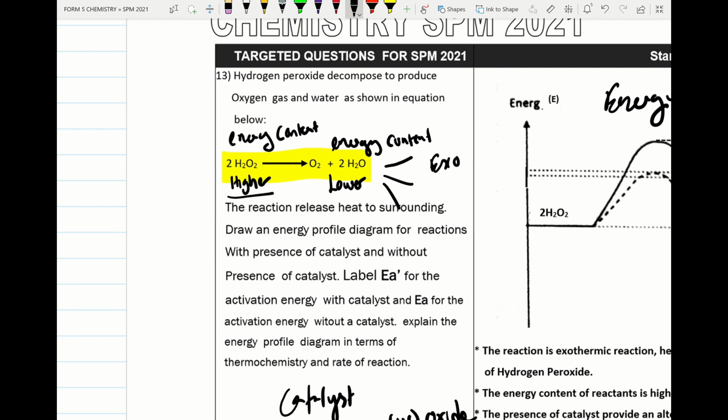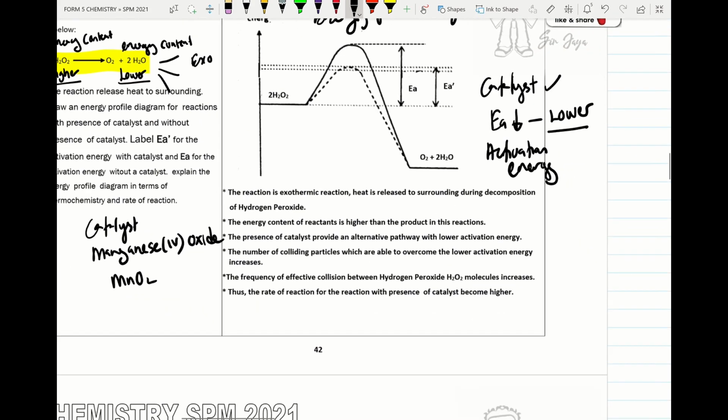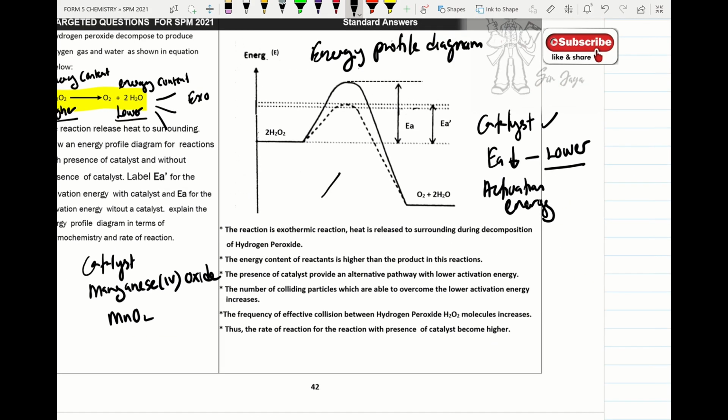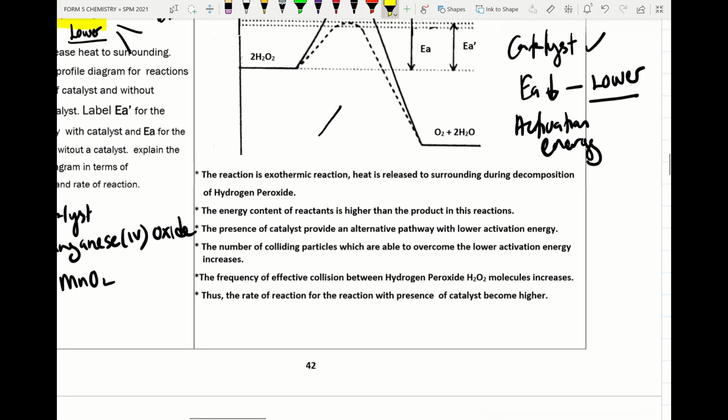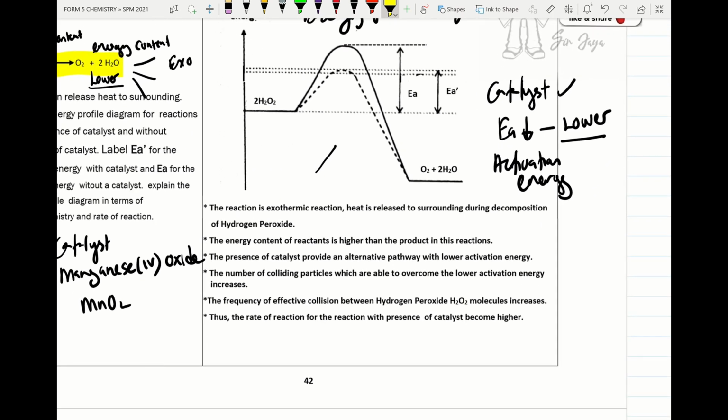Energy content of hydrogen peroxide is higher, energy content of oxygen molecule and water molecule is lower. So we need to draw like this. After we draw, we need to write down the explanation. The reaction is exothermic, and the heat energy is released to surrounding during the decomposition of hydrogen peroxide molecule. Why is this exothermic? Because the energy content of reactant, hydrogen peroxide molecules, is higher than the product, which is oxygen and also water molecules.